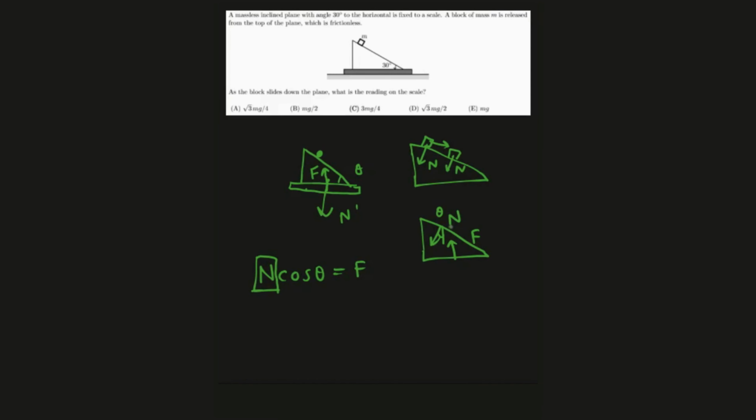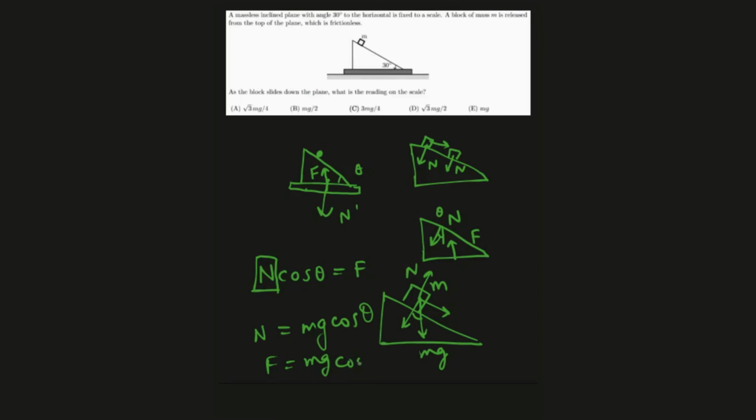Now for finding N, we will think from the perspective of the block. As the block is moving, the block has mass m, and it is experiencing force N, and this is mg. For this situation, if we split mg into two components, this component is mg cos theta, this is mg sin theta. So by balancing, we know that N is equal to mg cos theta. That means F is nothing but mg cos squared theta. Cos 30 is going to be root 3 by 2. So the answer is 3mg by 4.